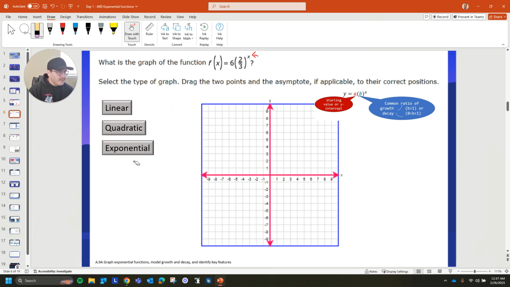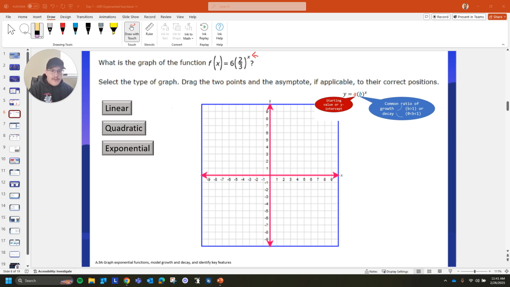So now, when you click on the exponential function, we need to have 2 points and the asymptote, if applicable, in their correct positions. Okay, so the asymptote is applied to the exponential function. If we choose exponential, then we have to graph an asymptote somewhere. And we just need 2 points in general.